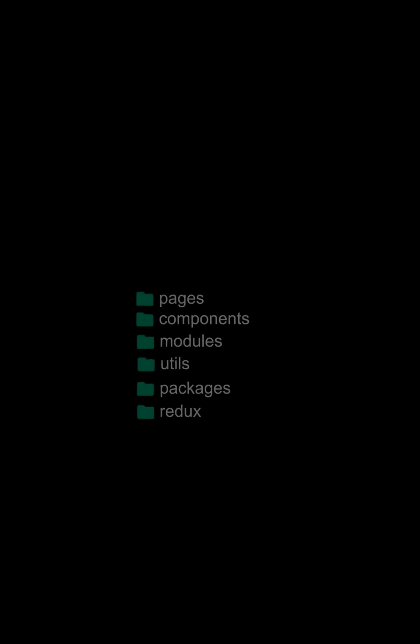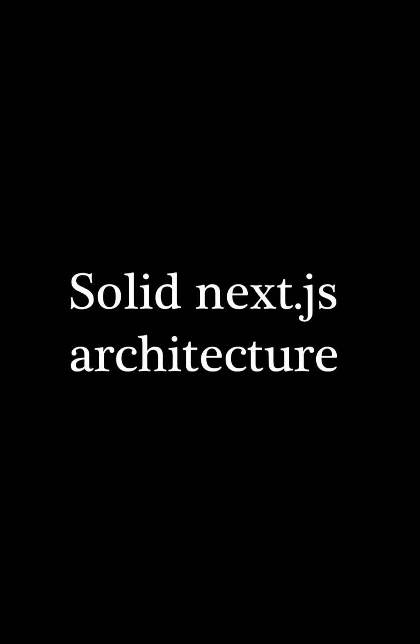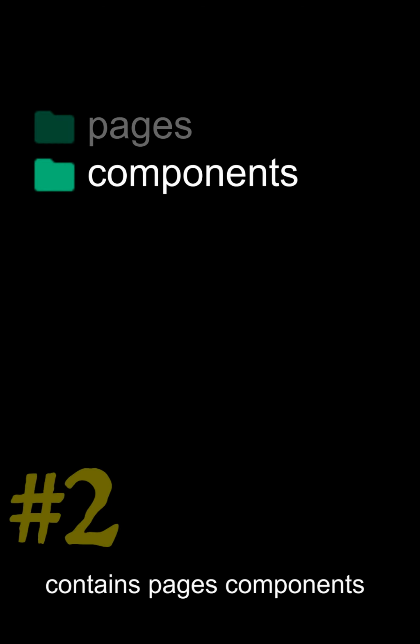In less than a minute, we'll create a solid Next.js architecture. Let's start with the pages directory. This is a routes directory containing all the routes of your application. So there's a home route, about route, login route, and so on. Components directory. This contains each and every page of your application, for example, about page, home page, contact page, and so on.